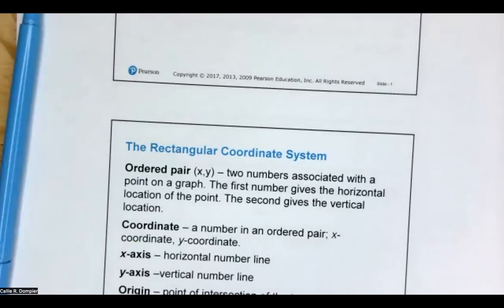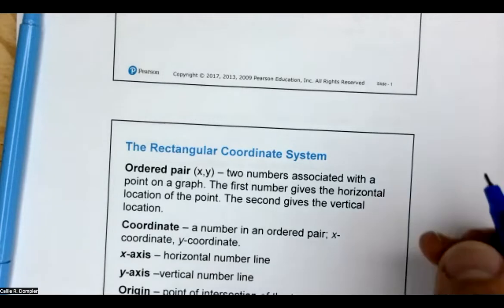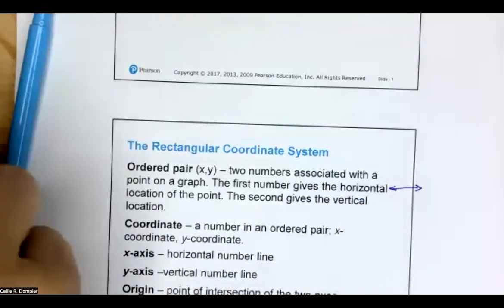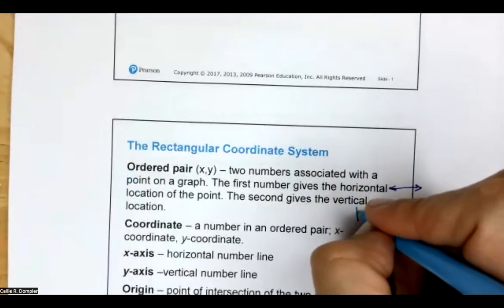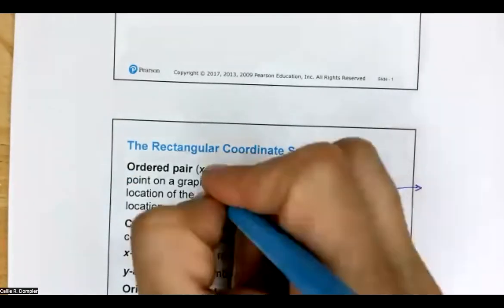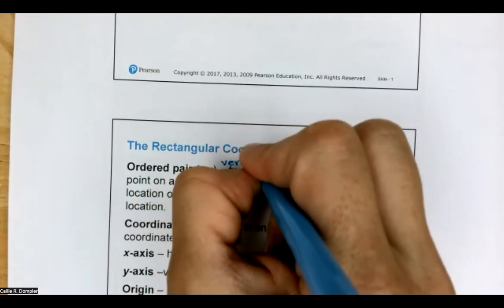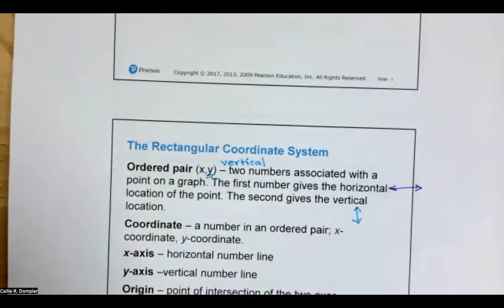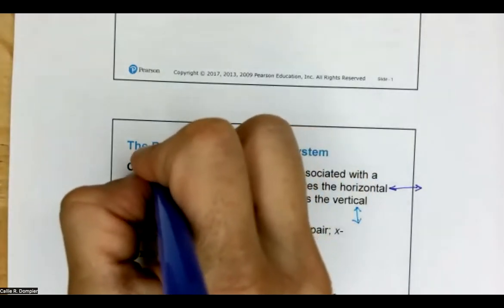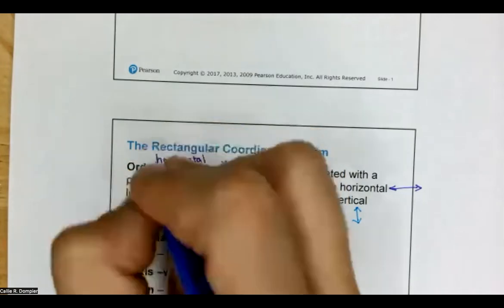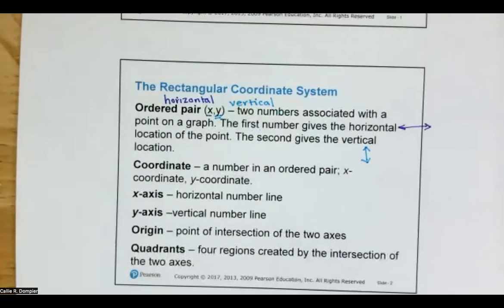So an ordered pair are two numbers associated with a point on a graph. The first number gives the horizontal location of the point. The second number gives the vertical location of the point. Okay, so y is vertical, x is horizontal. All right, okay. So we graph on a plane.